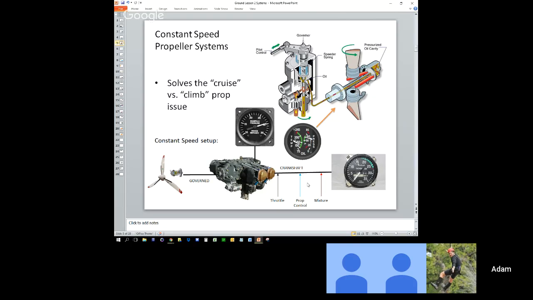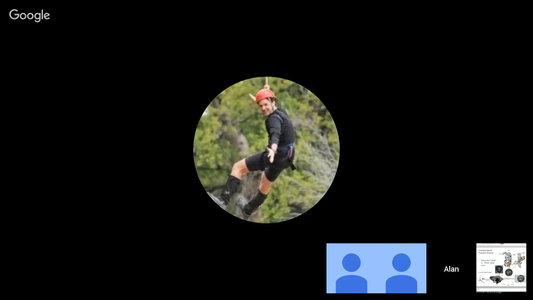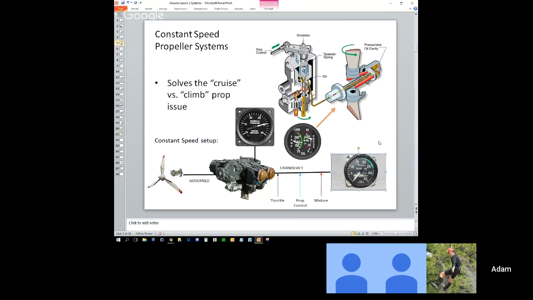From the pilot's perspective, in the cabin, he's going to select an RPM that he wants to operate at, and he's going to go to the tachometer for that RPM. That's where he's going to find that RPM. He's going to find that RPM by adjusting the prop control. This blue, it's basically a lever in the cockpit that looks just like the throttle, except the handle's blue.